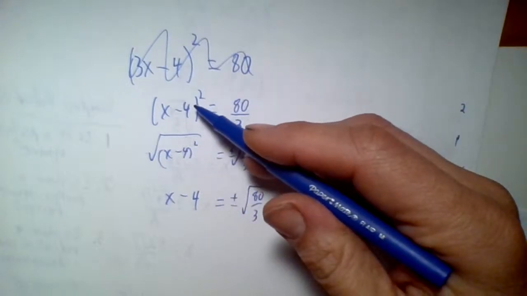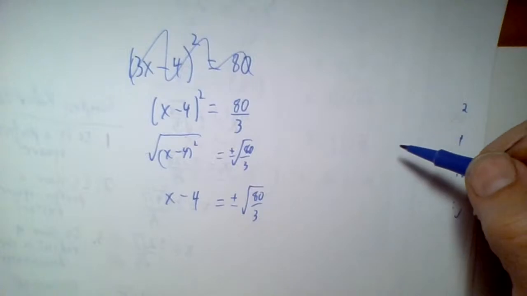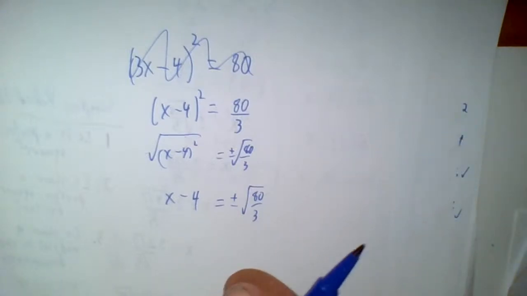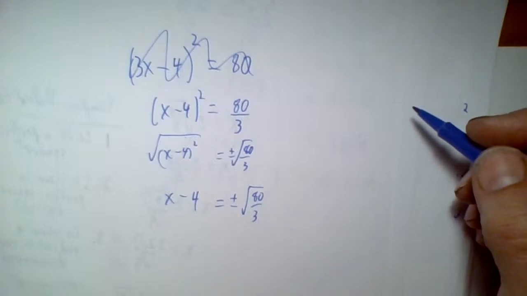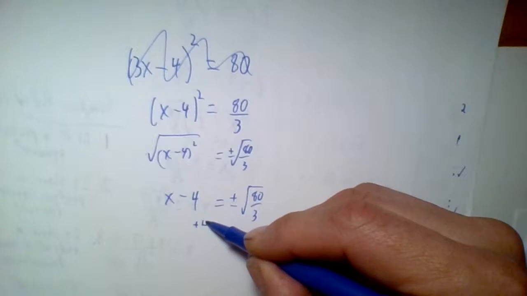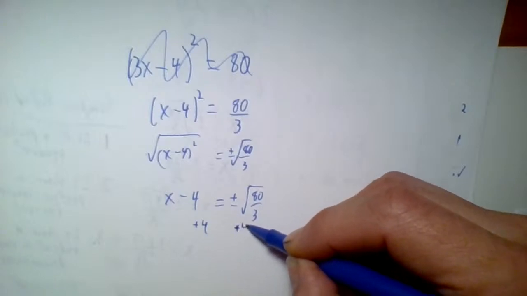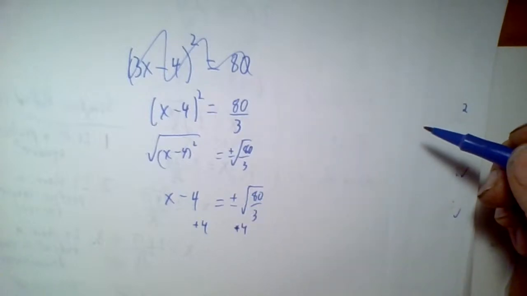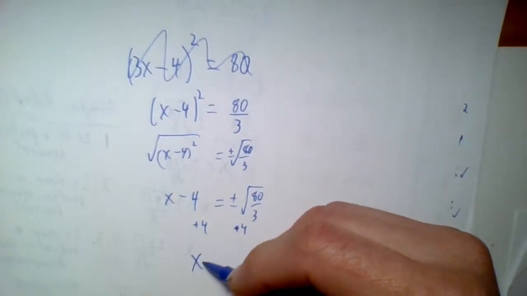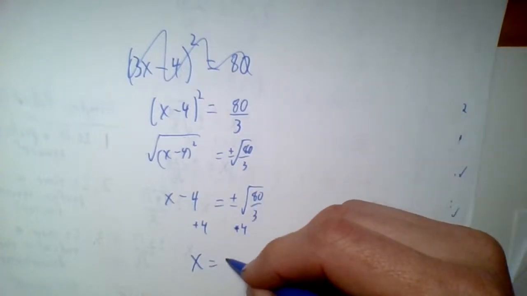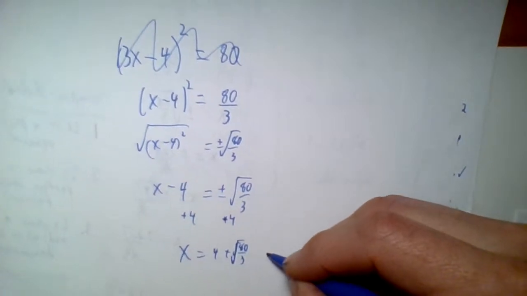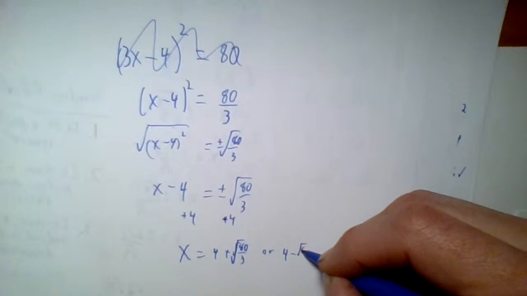I got rid of the squared. I got a radical now, but it's just on a number. I just want to write it in simplest radical form and solve for x. So solving for x is just doing a plus 4 on both sides, right? But how do you add 4 to plus or minus the square root of 80 over 3? They're not going to look too nice, right? So it's really 4 plus the square root of 80 over 3, or 4 minus the square root of 80 over 3.